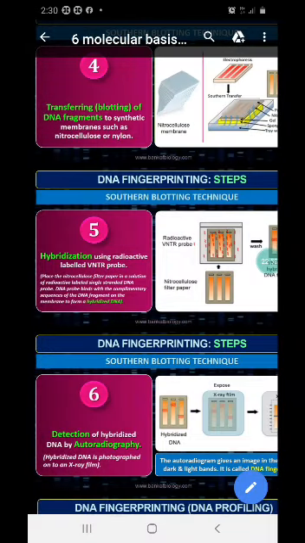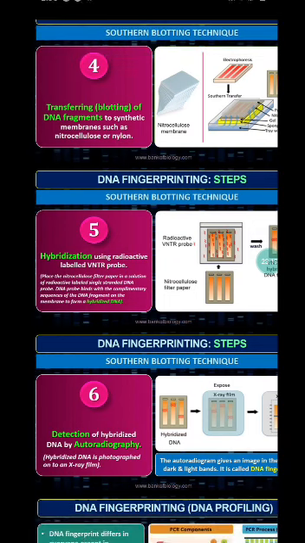Fourth step is transferring these DNA fragments. Now the fragments you got, small and big, are transferred to a nitrocellulose or nylon membrane, and they are fixed to it. The next step is to hybridize by using a radio-labeled VNTR probe. What is VNTR? Variable number of tandem repeats.